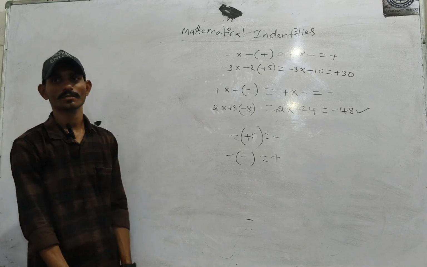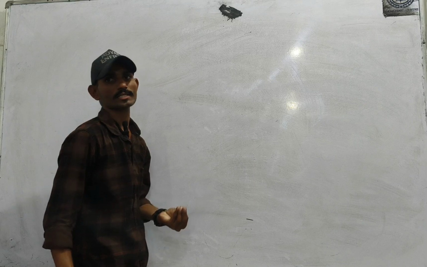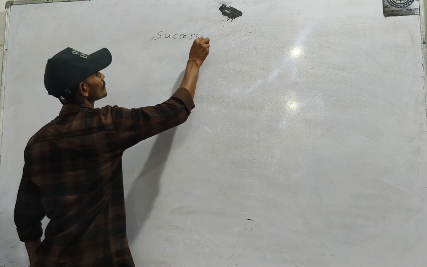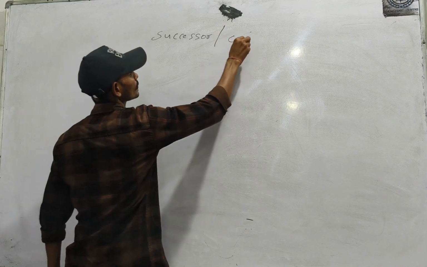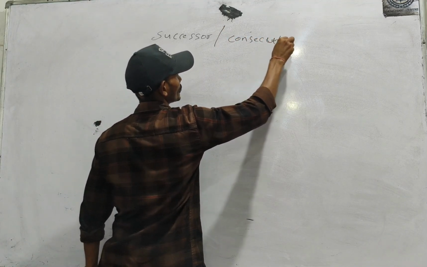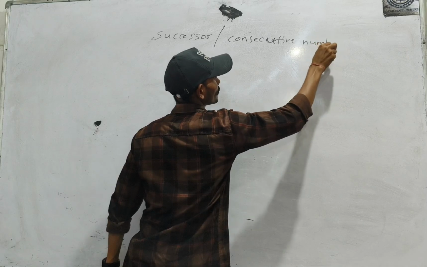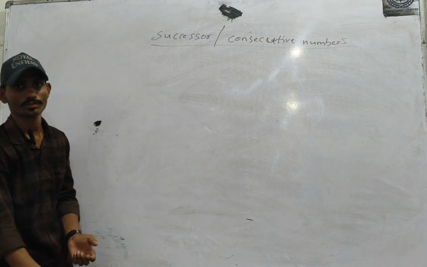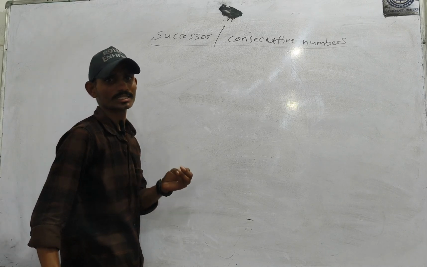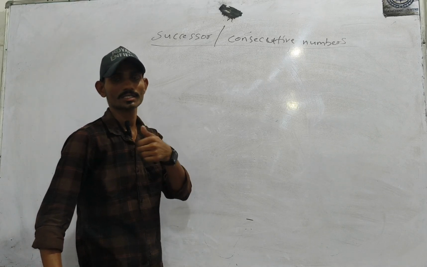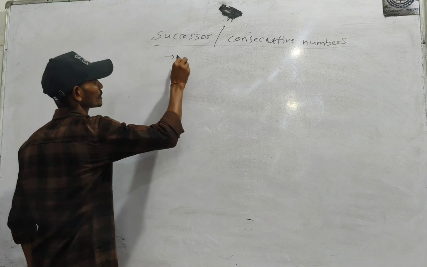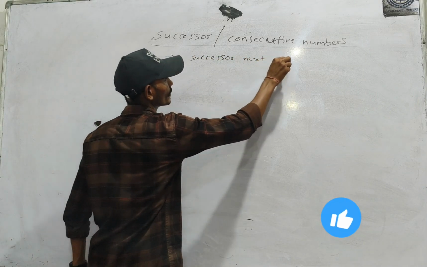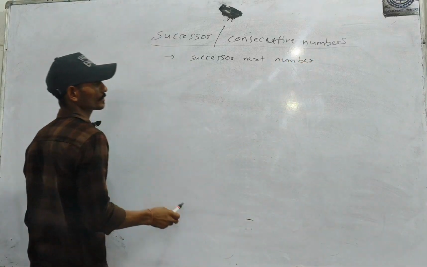Okay, next concept is successor numbers or consecutive numbers. Successor numbers or consecutive numbers mean, if any number is given, the successor is the next number. Successor number means next number.